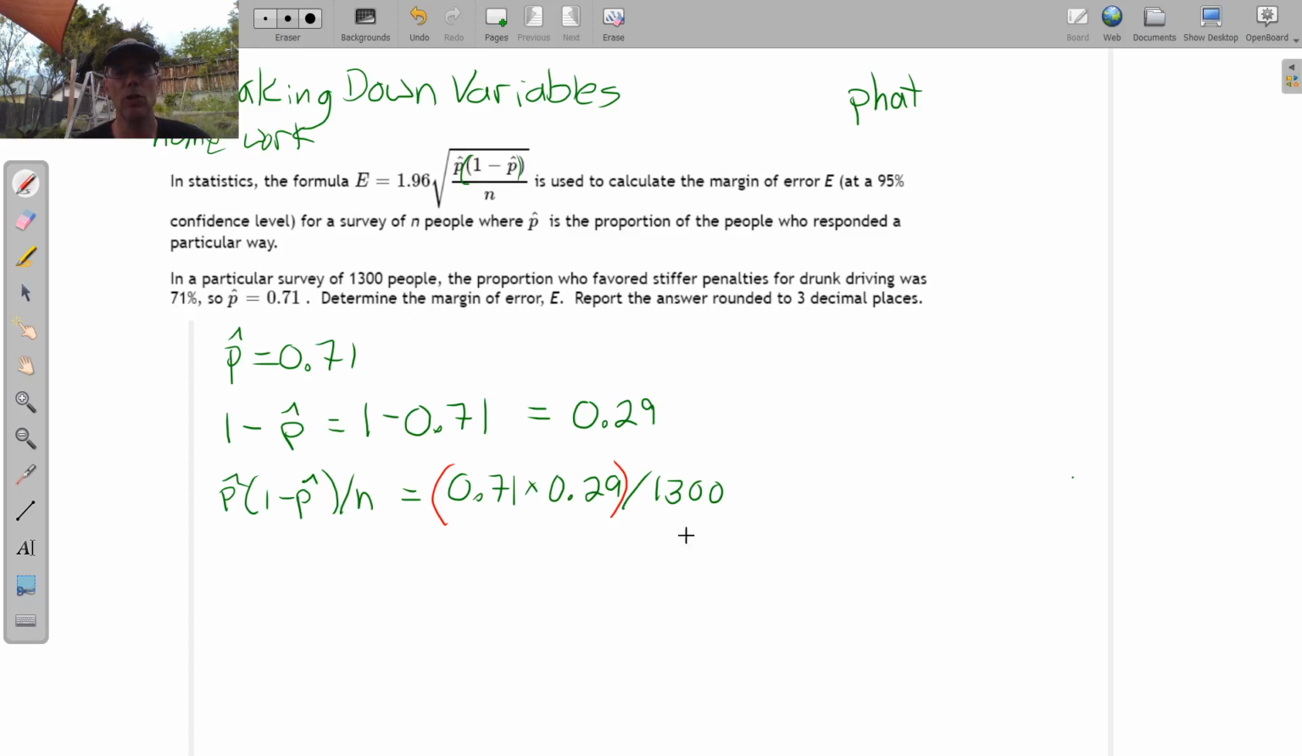And then we have to take the square root of whatever that result is. And then finally we multiply. So we take the square root of all that stuff above, and after we take the square root, we finally get to multiply that by the 1.96. So, calculator time.